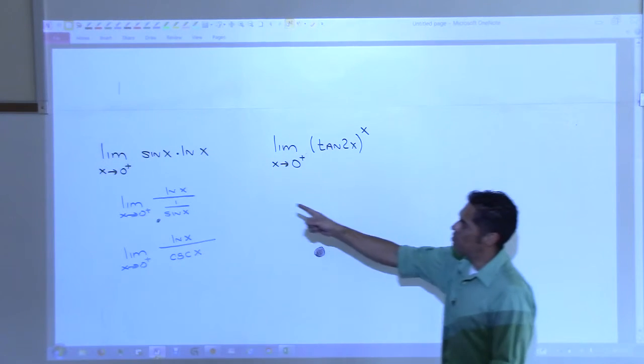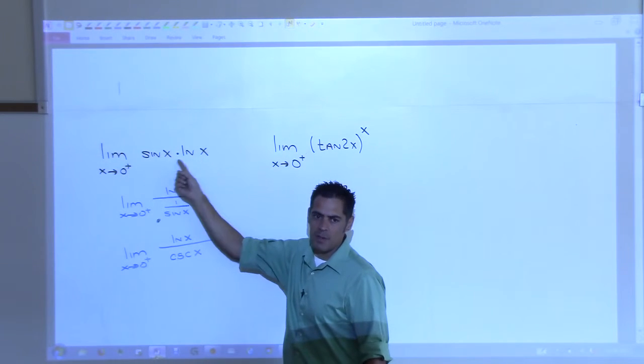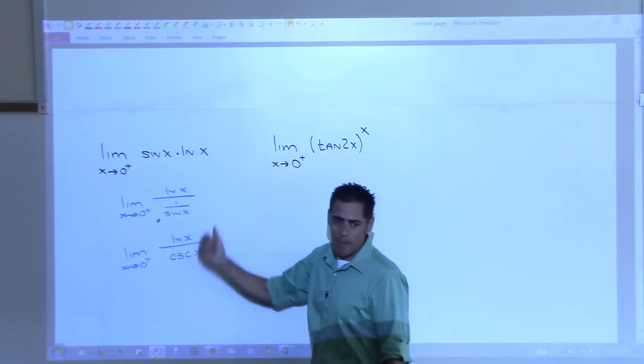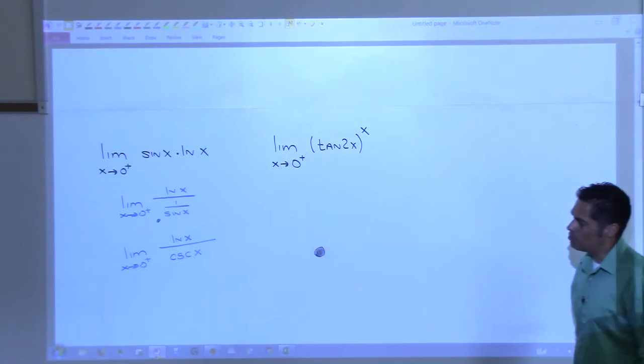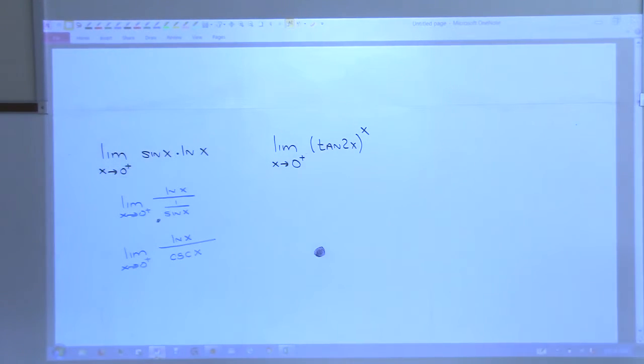You do get 0 times infinity up here, or 0 times negative infinity. So you have to drop one of them. I chose to drop the sine. I think it might be easier that way. And I rewrote 1 over sine as cosecant. Right? Isn't that the same thing? Yeah. And now you can do derivative of top and bottom.